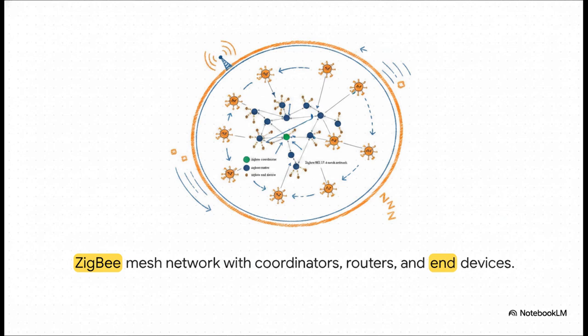Finally, the orange end devices are typically your battery-powered sensors. They can actually go into sleep mode to save energy, waking up just long enough to shoot their measurements over to the routers. This kind of teamwork allows for massive scalability and just incredible energy efficiency.